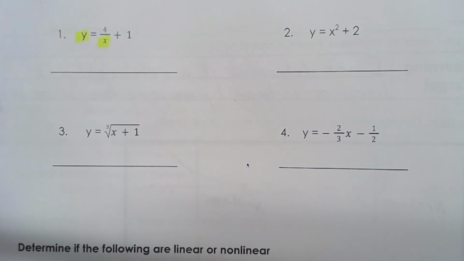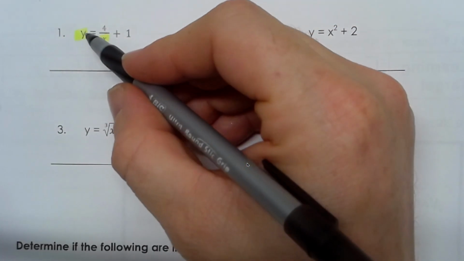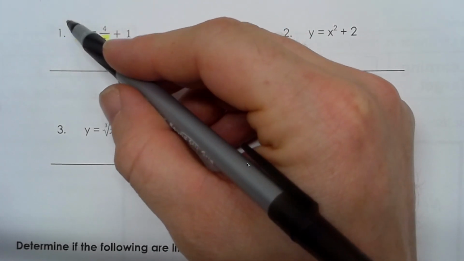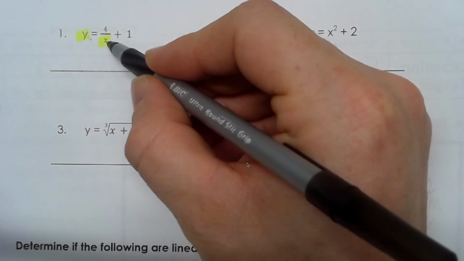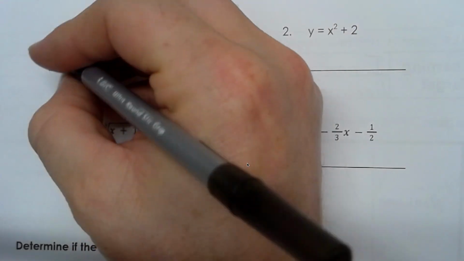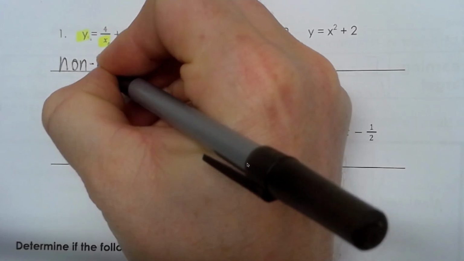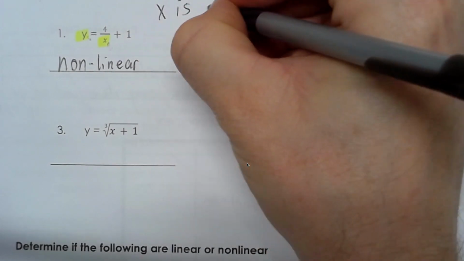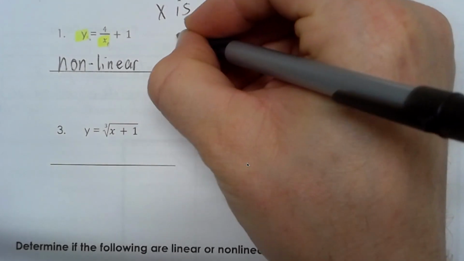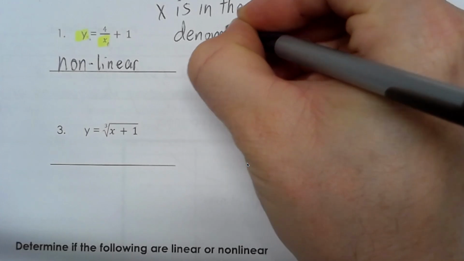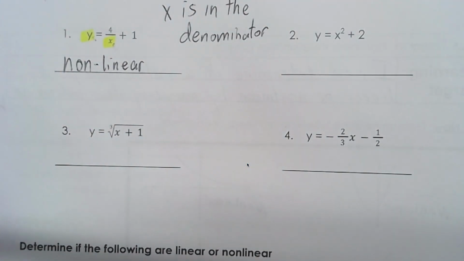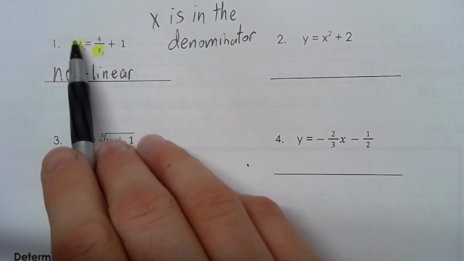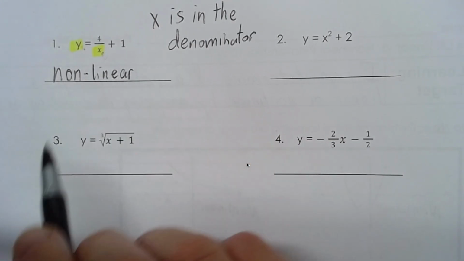Okay. Well, the y variable doesn't have an exponent. It's not in the denominator, and it's not inside of a square root sign. But the x variable is in the denominator, so this has to be nonlinear. X is in the denominator. Okay, so that's nonlinear. I know that if I make points using the x and the y here, those points will never line up in a straight line.